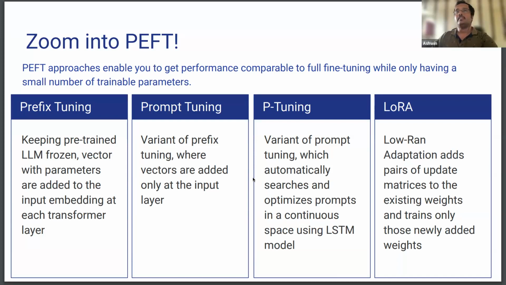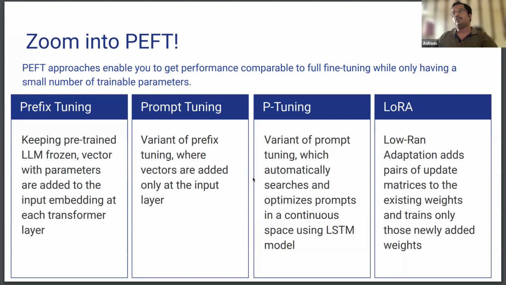P-tuning is a variant of prompt tuning. So it automatically searches and optimizes prompts. So prompt tuning is tuning or training with a fixed set of prompts, while P-tuning is similar to prompt tuning, but it has a dynamic generation or dynamic optimization of prompts in a continuous space. It uses an LSTM model.